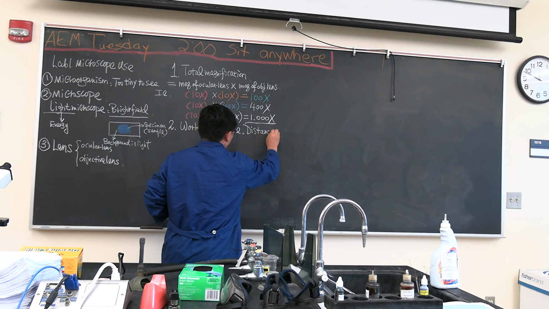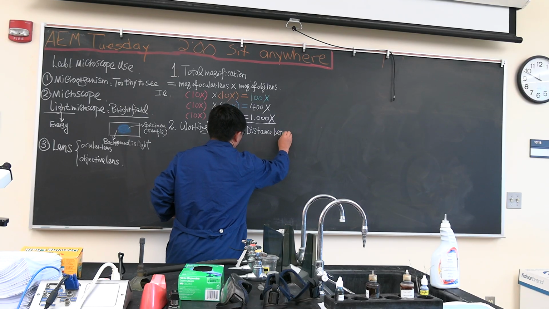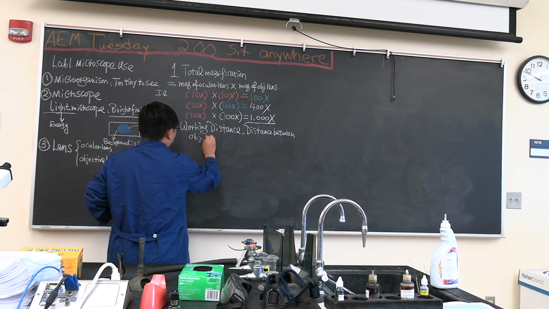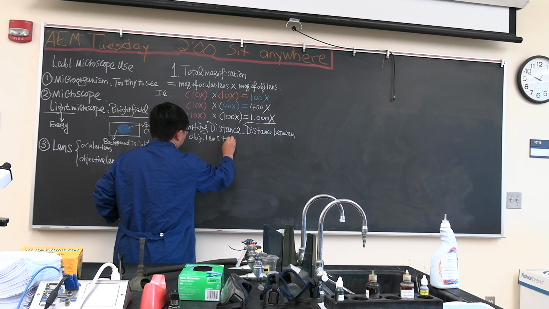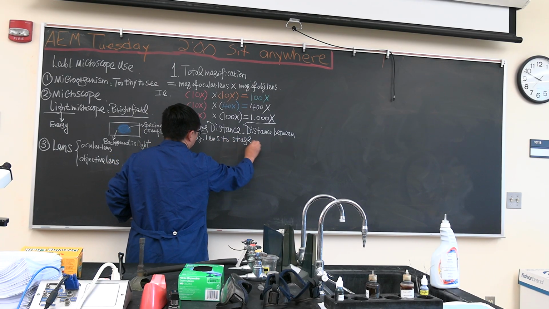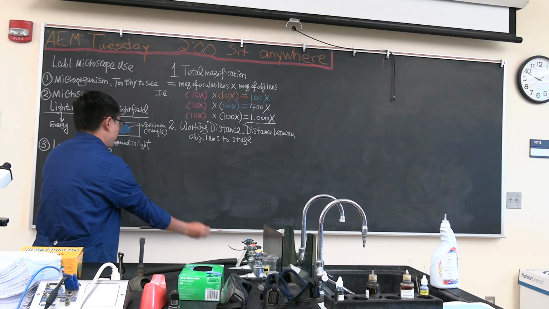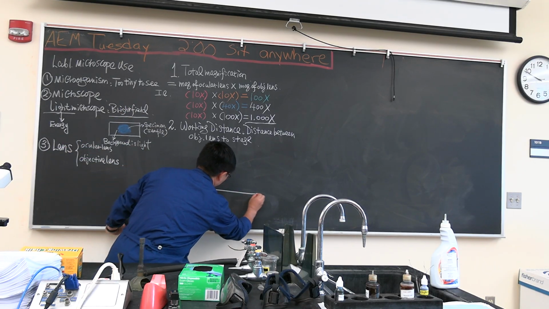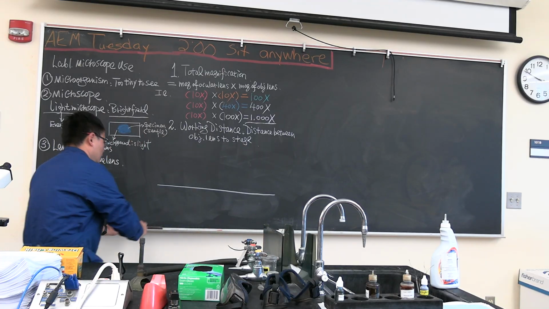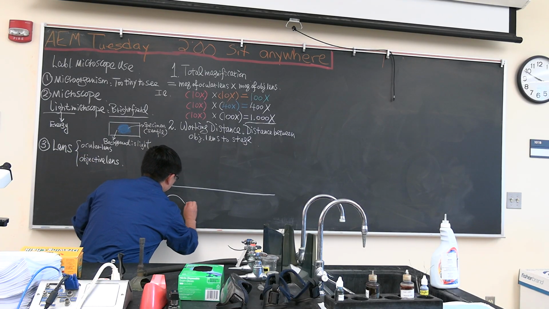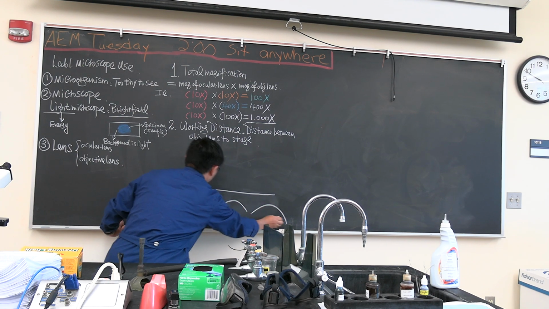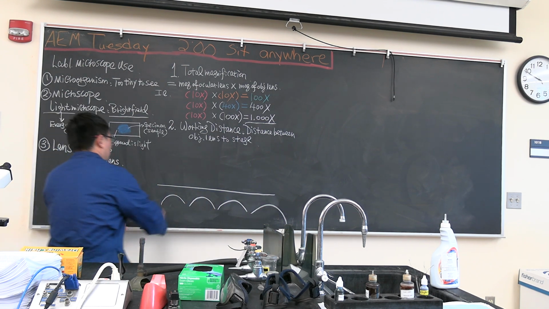Working distance: the distance between the objective lens and the stage. So what does it look like? Let's say this is the stage. The light is right here. What does it look like?